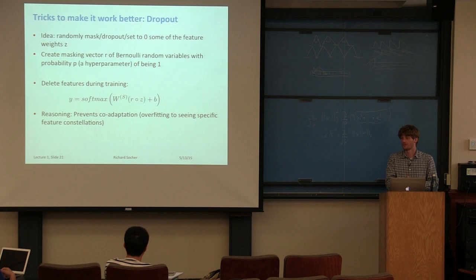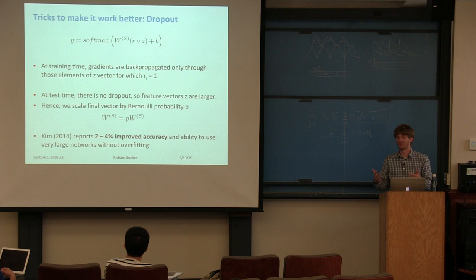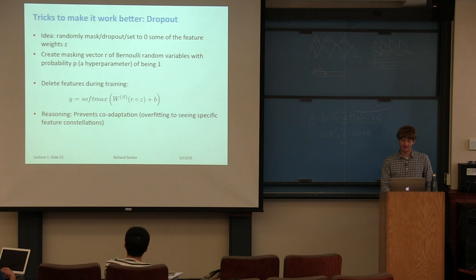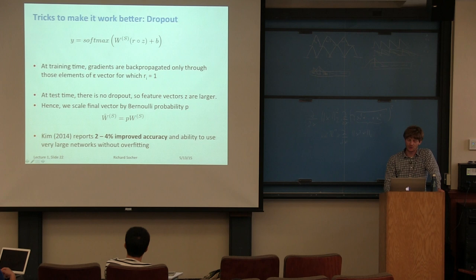And then, of course, at test time, we wouldn't want to delete some of our features. We want to use all of them at test time. So this is only during the training procedure that we actually delete some of them. And then, of course, we also only backpropagate through those elements of z where the mask r_i was 1. At test time, there's no dropout, so we use all our features. And so our feature vector z is larger, and the way we deal with this is by scaling the final vector, or in our case here a matrix if we have multiple classes, by those Bernoulli probabilities. That way, that vector becomes smaller, and now you have all the features in your test example.